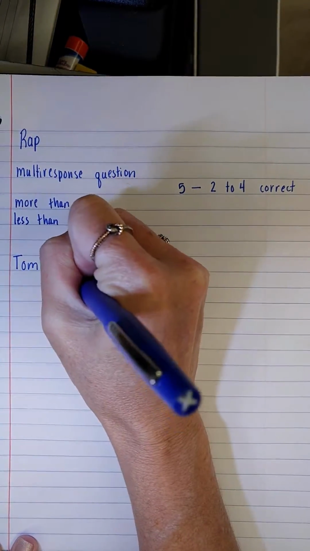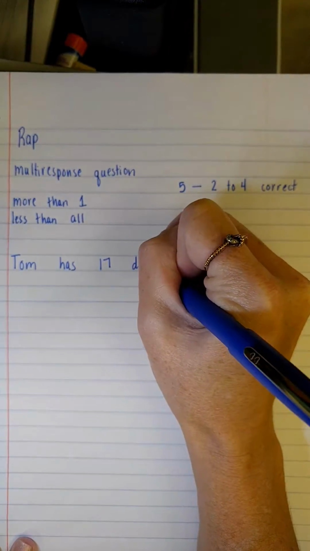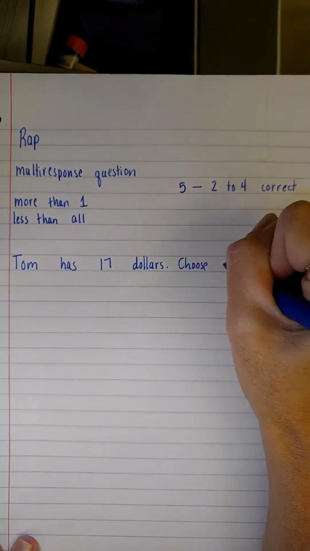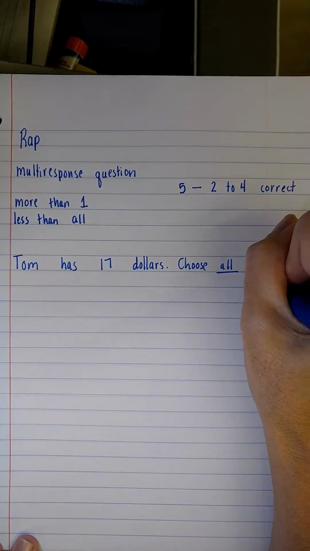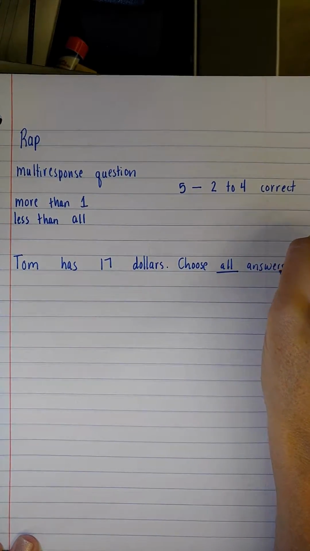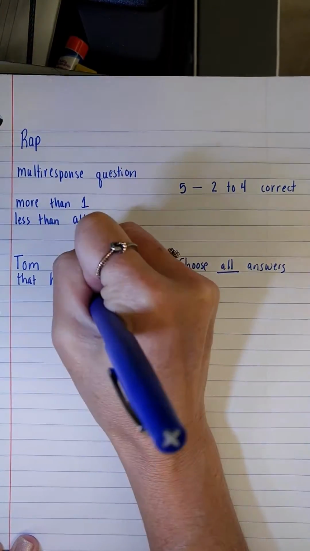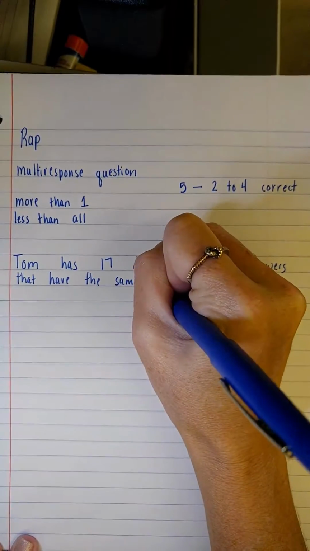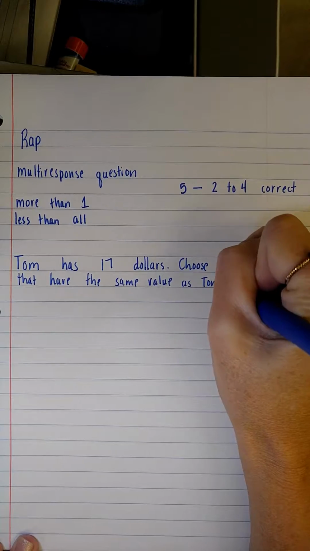Tom has $17. Choose all answers that have the same value as Tom's money.